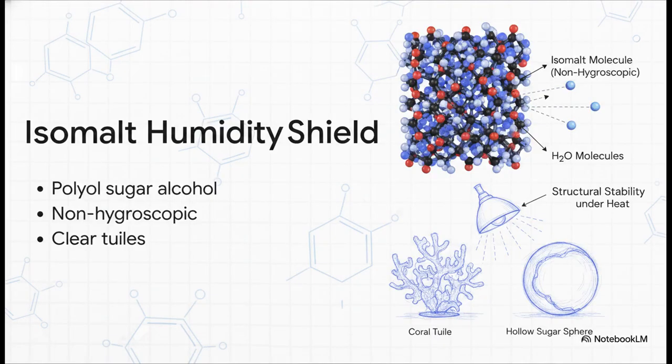Now, let's isolate isomalt for a second because its chemistry is truly fascinating. Isomalt isn't actually a traditional sugar. It is a polyol, a sugar alcohol derived from sucrose, but subjected to intense chemical modification to achieve extreme structural stability. Its defining characteristic is that it is fundamentally non-hygroscopic. It literally violently rejects ambient moisture. So if you are constructing delicate, glass-like coral toulis or translucent sugar spheres that absolutely must remain structurally sound, visually flawless, and bone-dry under the intense heat of professional service lights, isomalt is scientifically the only viable choice.